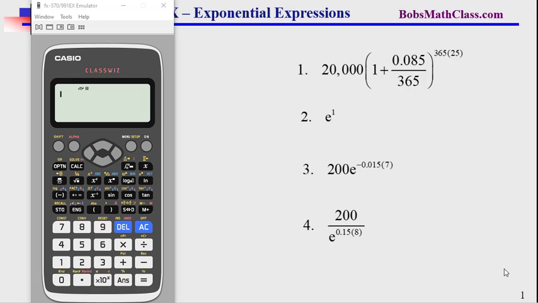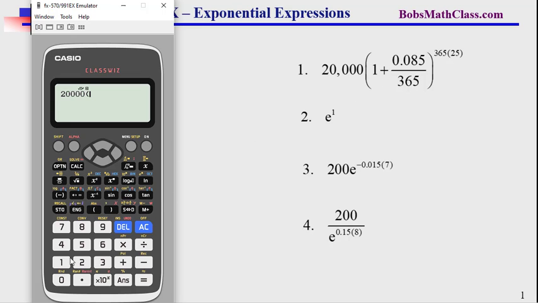Hey everyone, this video is on exponential expressions, learning how to use your calculator to evaluate these expressions. Okay, here's our first problem, 20,000. We're going to type it in exactly the way you see it: 20,000, and then parentheses. Here's our parentheses over here, right above the 8, between the 8 and 9 above it.